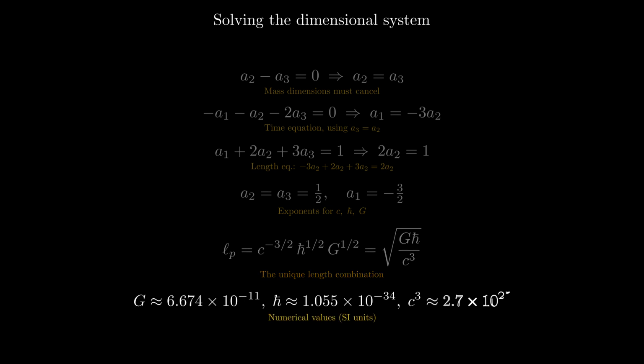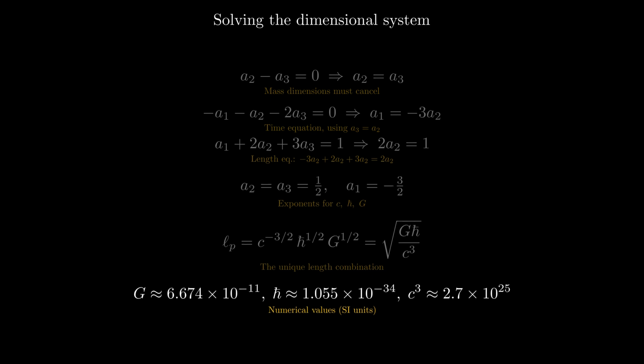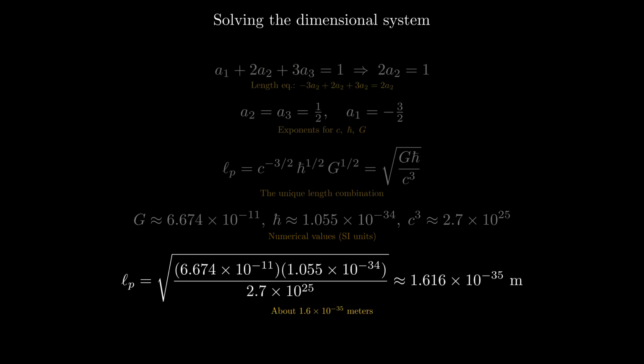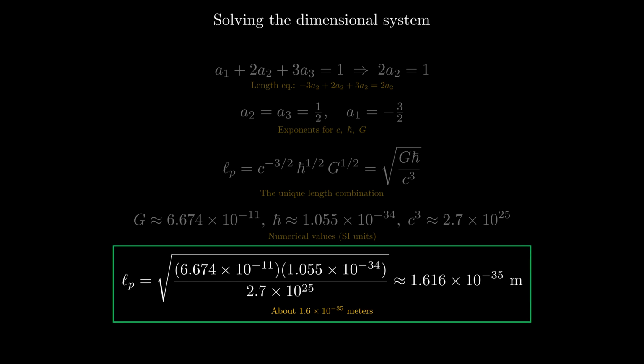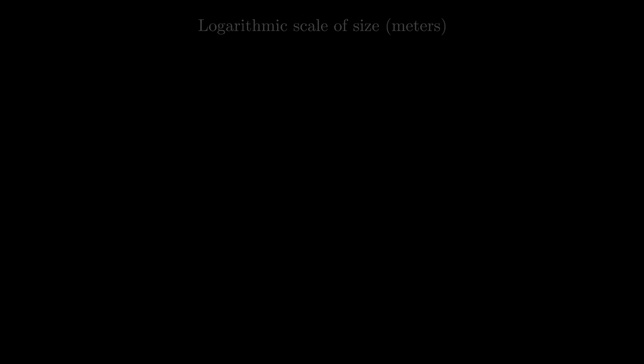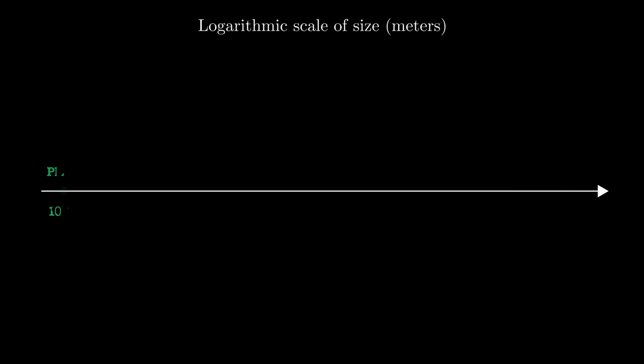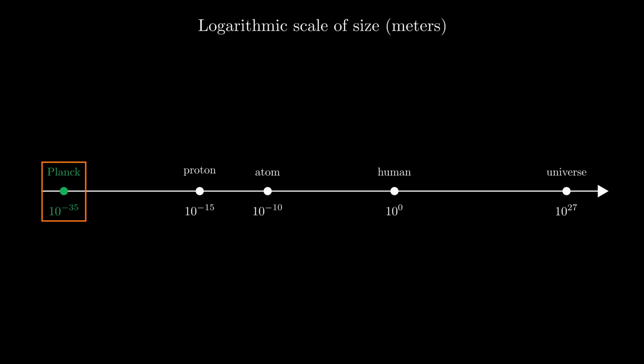Now plug in the numbers. G is about 6.67 times 10 to the minus 11. H bar is about 1.06 times 10 to the minus 34. And c cubed is about 2.7 times 10 to the 25. Multiply G by h bar, divide by c cubed, and take the square root. The result is roughly 1.6 times 10 to the minus 35 meters. That is absurdly small, a billion times tinier than a proton. On a logarithmic scale of size, the Planck length sits at the very far left, far below the proton, the atom, a human being, and the observable universe.